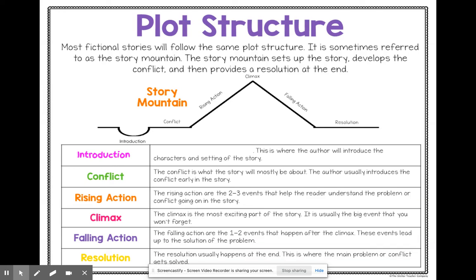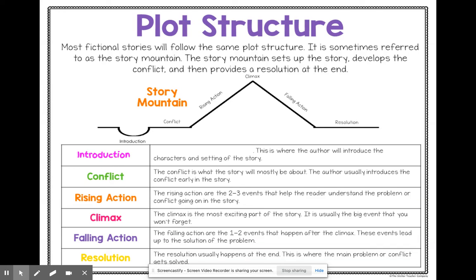As writers, if we were developing a fictional story, which you will be doing at the end of our Magic Treehouse unit, you're going to be creating your own Magic Treehouse book. So you need to be thinking about the plot structure. And as a writer and as an author, you need to know where to put your introduction, where to put your conflict and problem, and where would you put your climax, which is the most exciting part of the story, and how do you trickle down to your resolution, which is the solution to your problems.